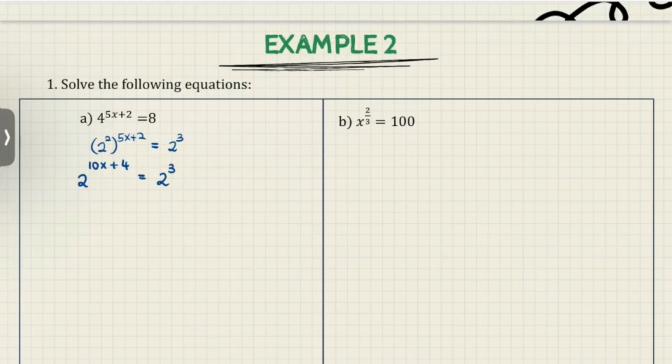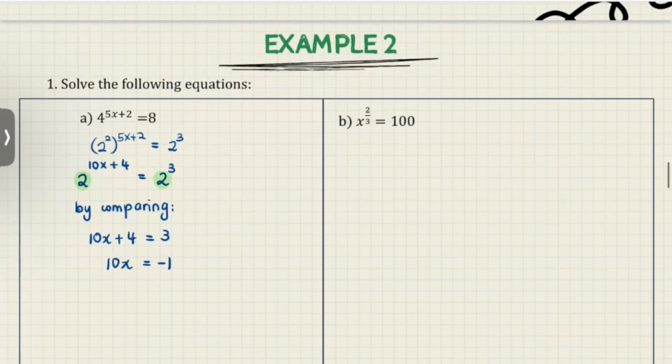Okay, so since the base is already the same, base 2, so we can directly compare. So by comparing, 10x plus 4 is equals to 3. So 10x is equals to 3 minus 4, which is negative 1. And hence we get x equals to negative 1 over 10. Okay, so ini yang pertama.